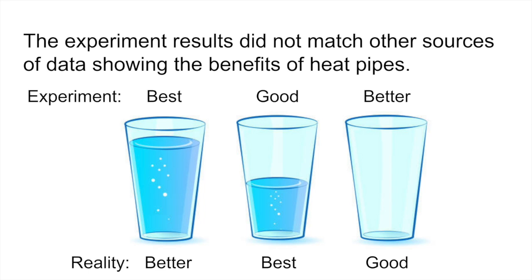Experiments showed that the best heat transfer occurred when the pipe was completely full of water, with the worst being when it had a small amount of water. In all reality, the best heat transfer would come from the pipe with the small amount of water, and the worst would be without any water whatsoever. After reviewing assumptions, looking at important factors, some explanations were found.